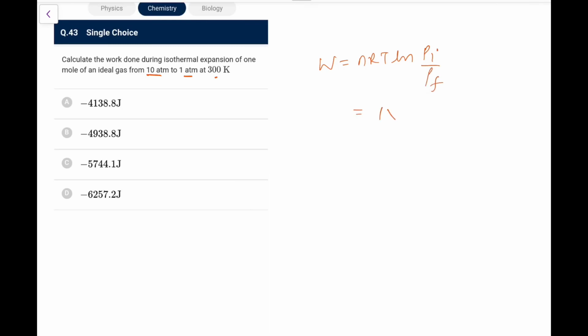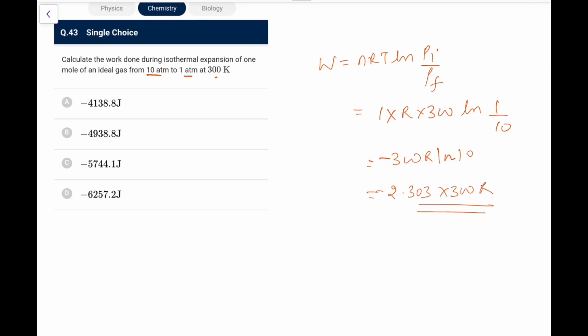And what we have, 1 RT is 300R, ln of P initial upon P final, that is equal to ln of 1 by 10. So 300R and minus ln 10. ln 10, you all are aware, is equal to 2.303 times log 10, that factor that we typically write. So 2.303 into 300R. So R, if I write it as 25 by 3, which we generally write for physics. So this is 2500 into 2.3, so that would be 5700 something. So we'll go for option C, that is the most appropriate one.